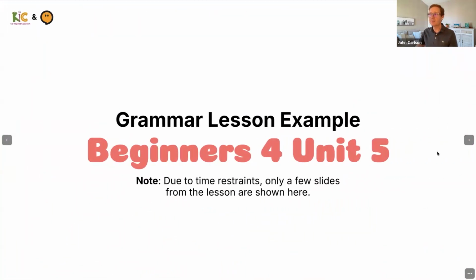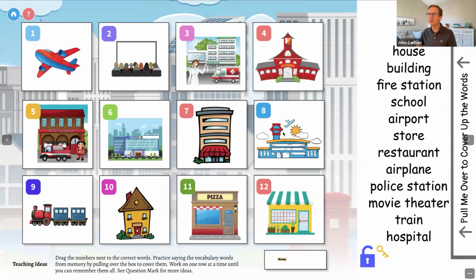This is a grammar lesson for beginners 4. And in this one, you're starting with vocabulary. All of our resources are going to start with vocabulary, then they're going to work on putting those words into sentences, and then they're going to put those sentences into paragraphs with reading. So there's always this sort of step-by-step process with this.